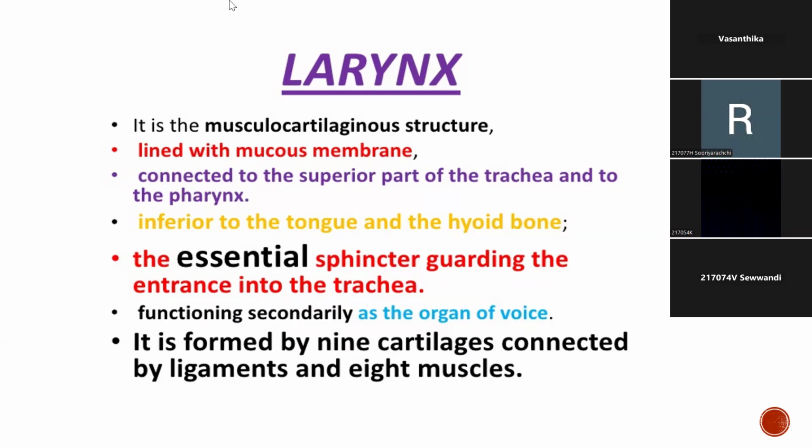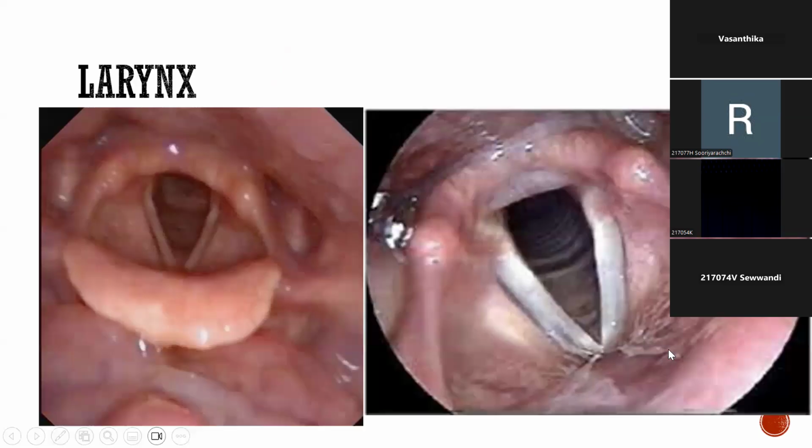So it is formed by 9 cartilages, if you can remember. And then it's formed by ligaments and muscles, as I told you.